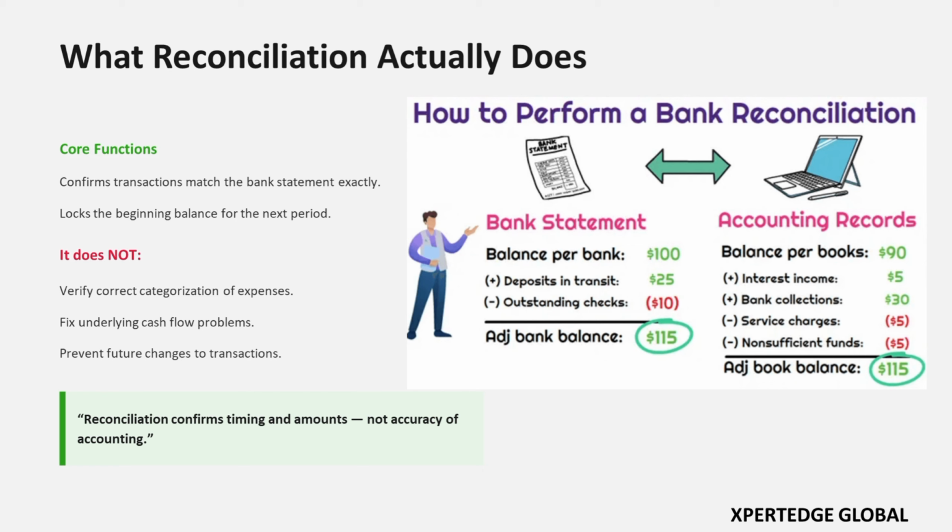Let's start with a common misconception. Reconciliation does one thing well. It confirms that transactions in QuickBooks match the bank statement amounts and timing exactly. It also locks in the beginning balance for the next period. What it does not do is verify expense categorization, fix cash flow problems, or prevent future transaction changes. In short, reconciliation confirms timing and amounts, not accounting accuracy.